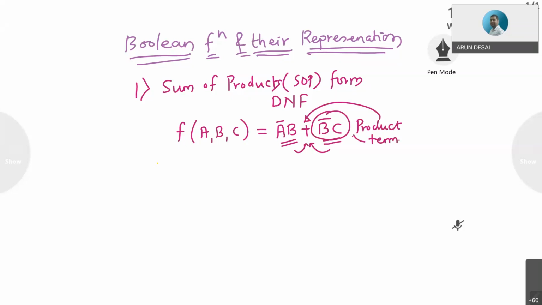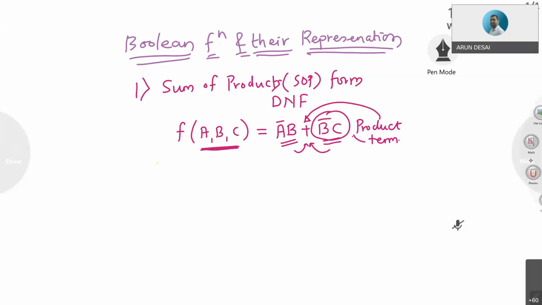Product terms कुणाला म्हणायचं? तर जे काही फंक्शन आहे त्या फंक्शन मध्ये इंडिव्हिज्युअल व्हेरिएबल्स जर अँडेड असतील तर त्या केसमध्ये this term is called product term. And if you have such product terms ORed together, then this form is called sum of product form, right? So this is how the sum of product works.